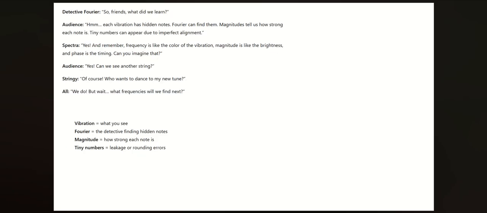What did we learn from this? Each vibration has hidden notes. Fourier can find them. Magnitudes tell us how strong each note is. Tiny numbers can appear due to imperfect alignment. Frequency is like the color of the vibration, magnitude is like brightness, phase is timing. Can you imagine that? Can we see another string? You also dance to my new tune. So vibration is what you see, Fourier is the detective finding hidden notes: how strong each note is, magnitude, and tiny numbers, leakage or rounding errors.